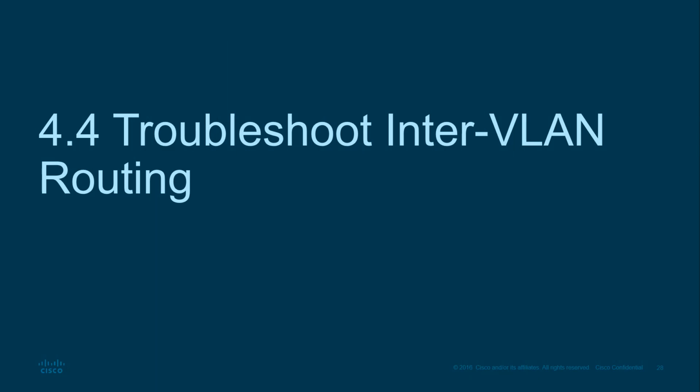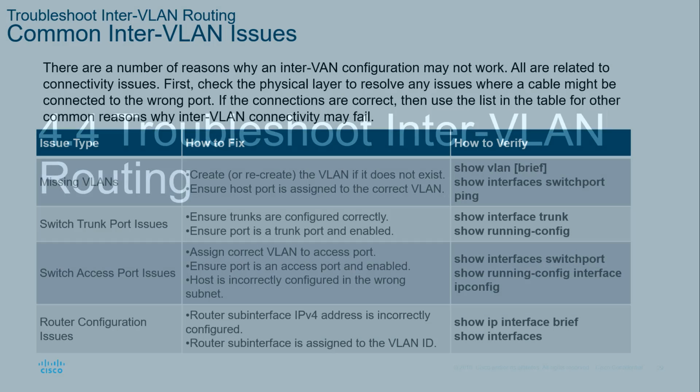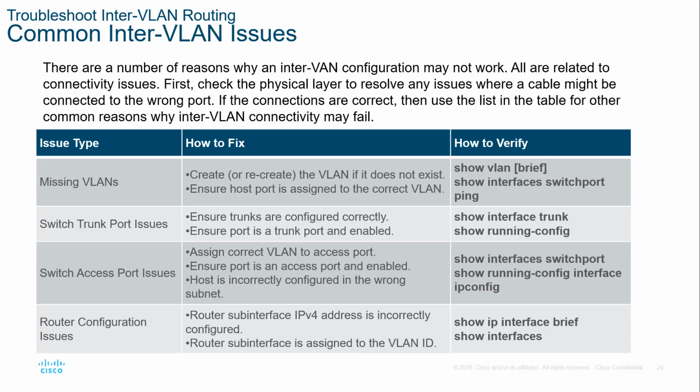So moving on, let's talk about troubleshooting. How do we actually go about verifying and troubleshooting inter-VLAN communication? Well, there are typically four main areas where troubleshooting takes place when we're dealing with inter-VLAN communication. First of all, missing VLANs. We need to be able to show the VLAN, possibly show vlan brief, so that we can see what VLANs are there and what interfaces are attached to which VLANs.